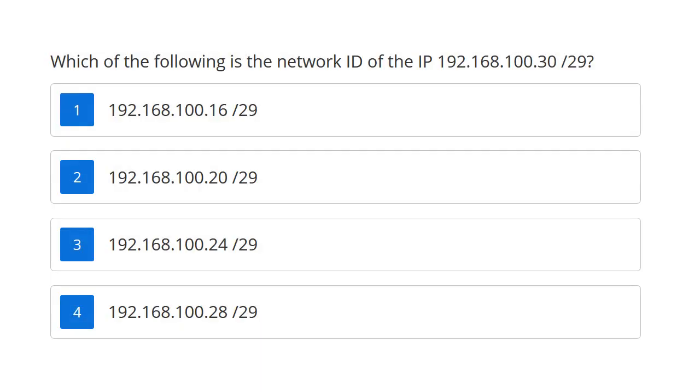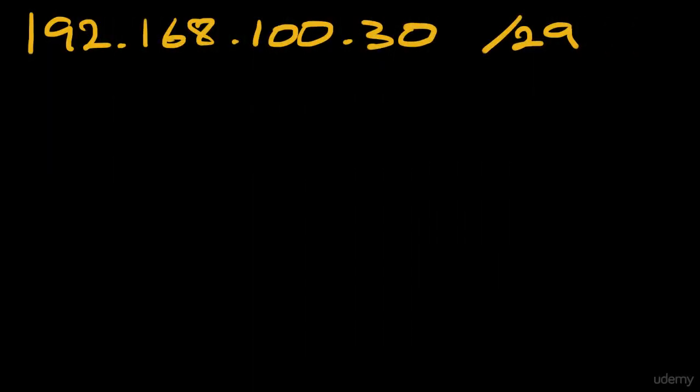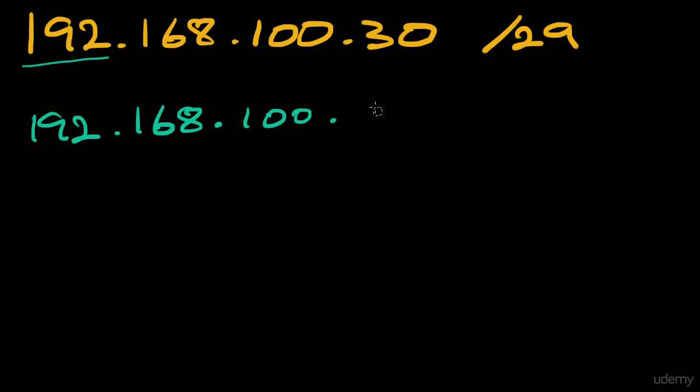Therefore, it is part of the 32 subnet. Which of the following is the network ID of the IP 192.168.100.30/29? In this question, we have to determine the original network ID. This is class C. The default prefix was /24. The original network ID was 192.168.100.0. I'll write the last octet as X's.